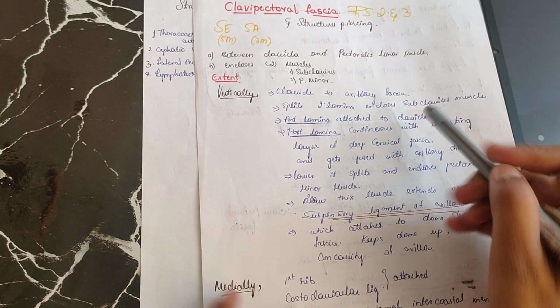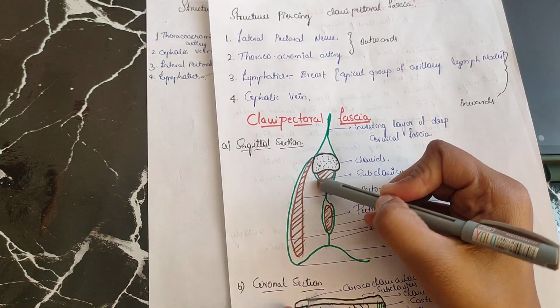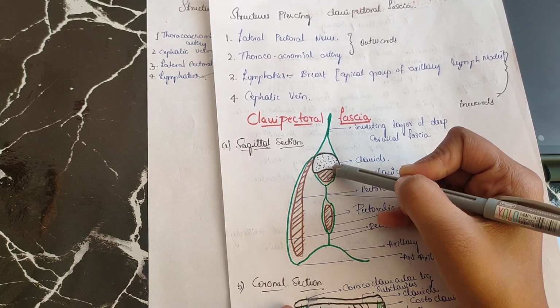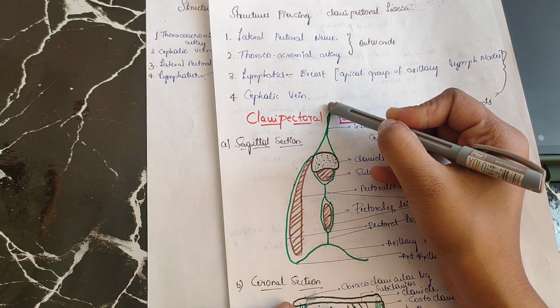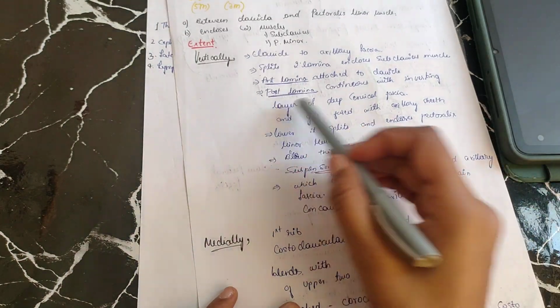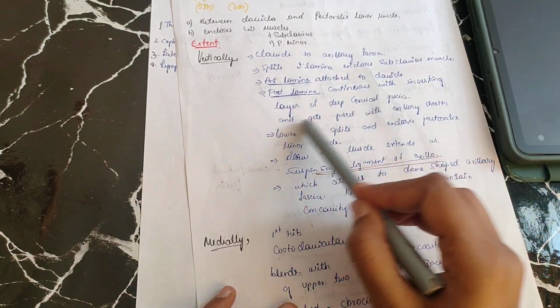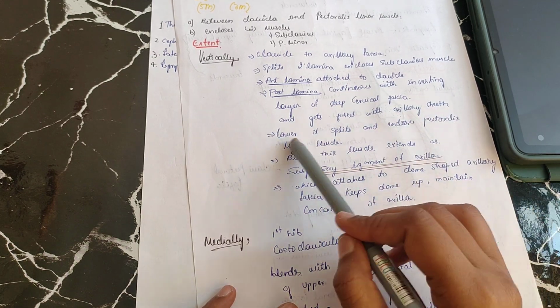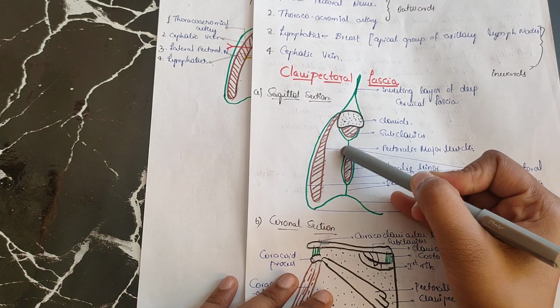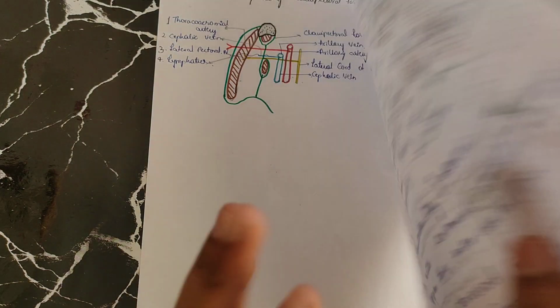Anterior lamina is attached to the clavicle. Posterior lamina will be continuous with investing layer of deep cervical fascia and fuses with the axillary sheath. The lower part also splits and encloses pectoralis minor muscle. This is the upper part, this is the lower part, it splits and encloses pectoralis minor muscle.